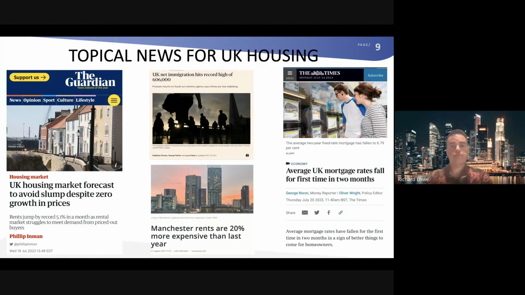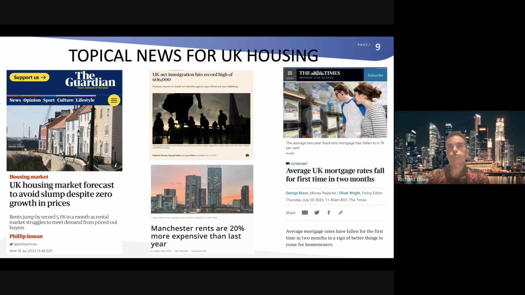Well, let's have a look at some clips from news articles in recent weeks. The far left shows UK housing market forecast to avoid slump despite zero growth in prices. So zero growth is not as bad as some of the headline grabbers I've seen, which was saying up to a 30% drop in the house price market. So zero, it's not great, it's not going up, but it isn't that you're losing the shirt off your back.